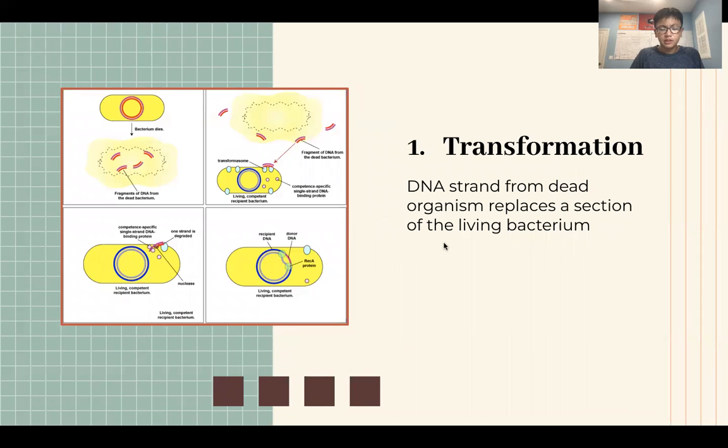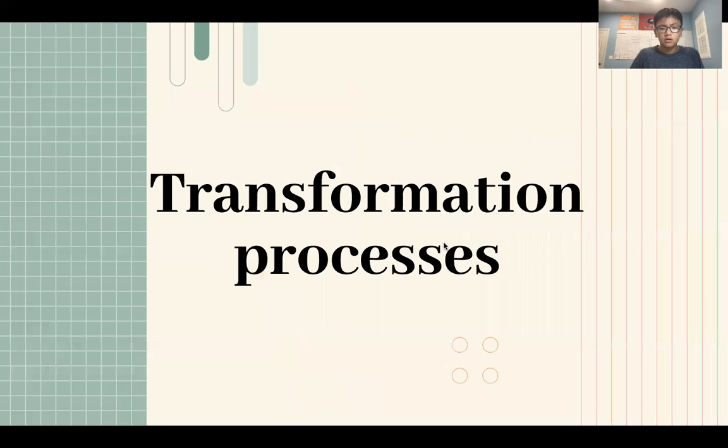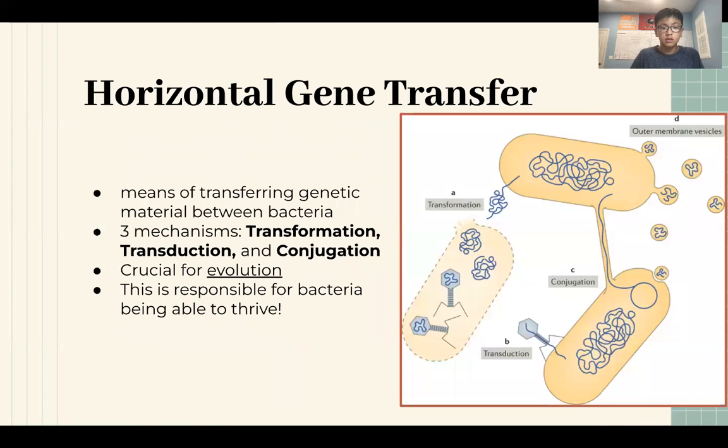So here are some steps in transformation. So horizontal gene transfer. Again, the horizontal gene transfer is what we're going to be mainly explaining today. There are three parts of it: transformation, transduction, and conjugation, each of which is an example of this transfer. It allows for a means of transferring genetic material between bacteria, and it's really crucial for evolution.